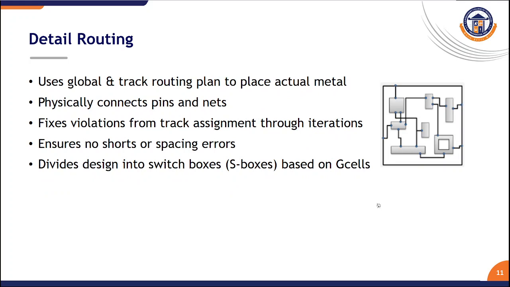And the next one is detailed routing. It is the most important one. Detailed routing creates the exact geometry of wires and vias. It strictly follows design rule checks, that is DRC, with exact spacing and width rules. This stage produces a final manufacturable layout.